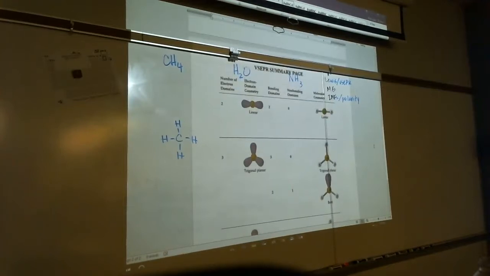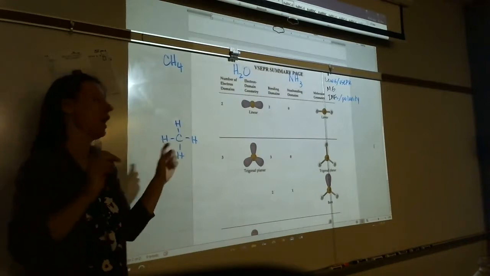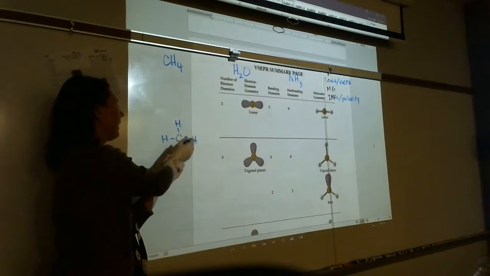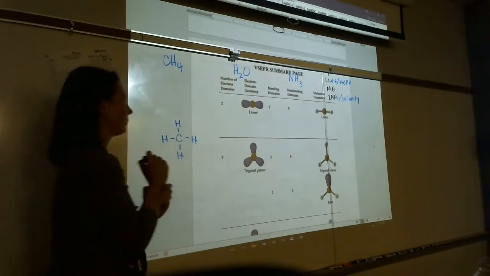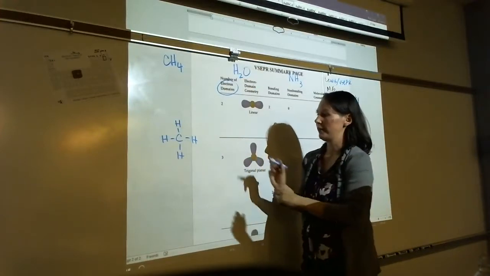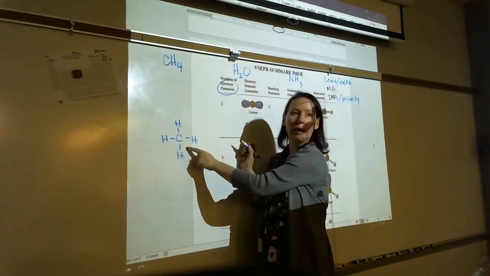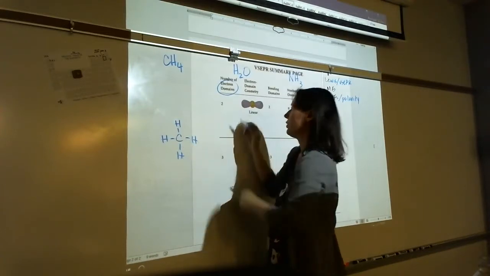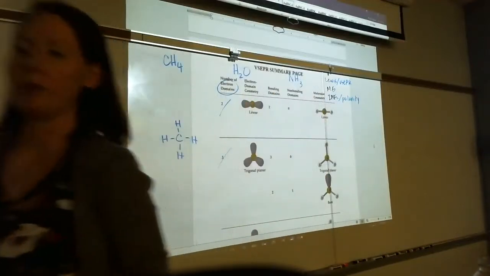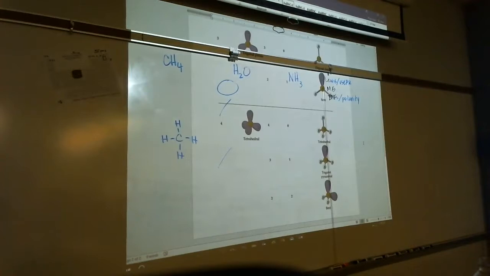Okay, so what you want to do is count the number of things on the central atom. Each thing attached to the central atom is called an electron domain. So how many electron domains are on the central atom? You've got 1, 2, 3, 4. Four bonds, right? So obviously this one's out, this one's out. We have to keep looking until we find one that's got 4 electron domains. Hey, there it is.